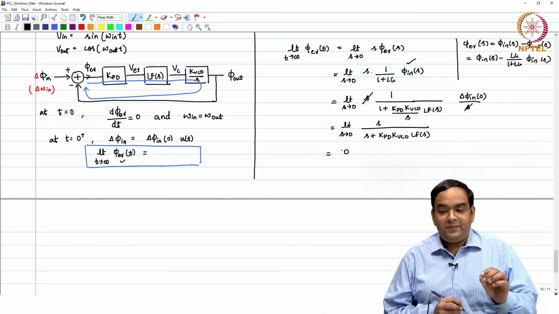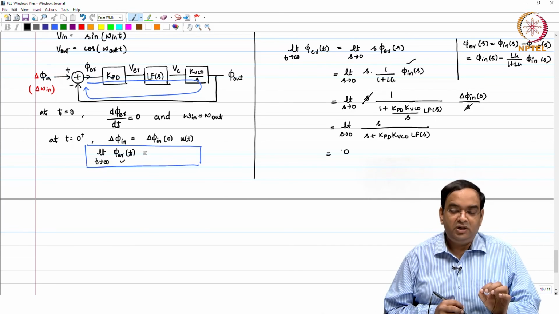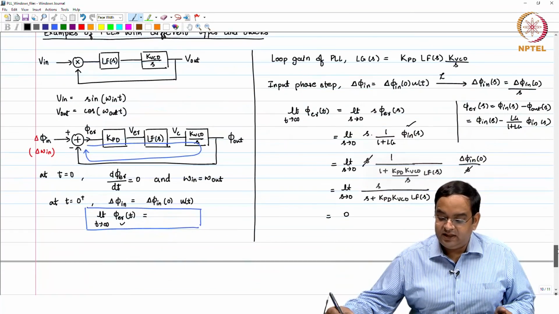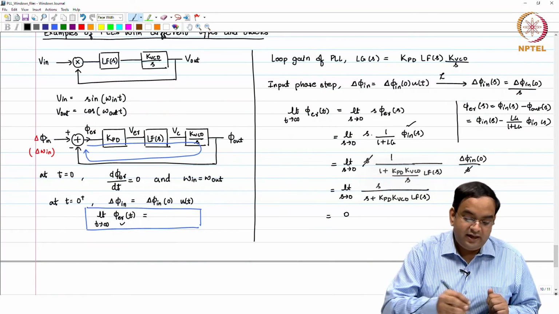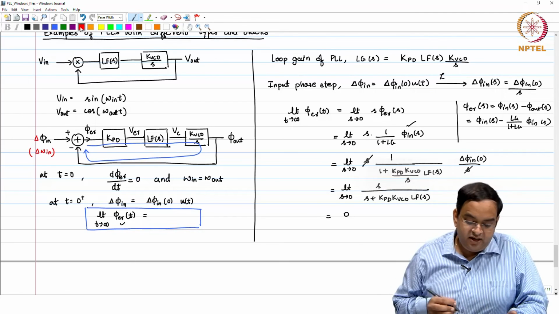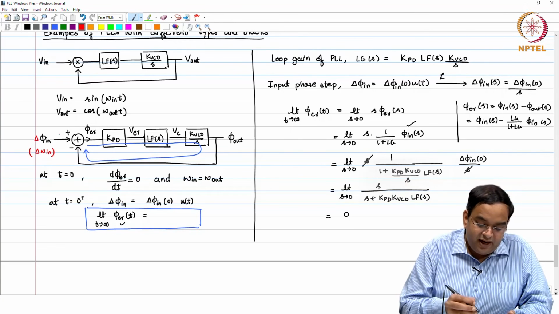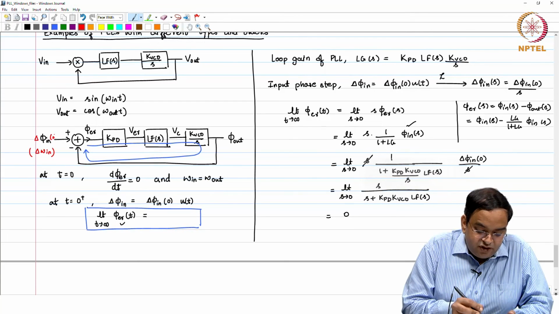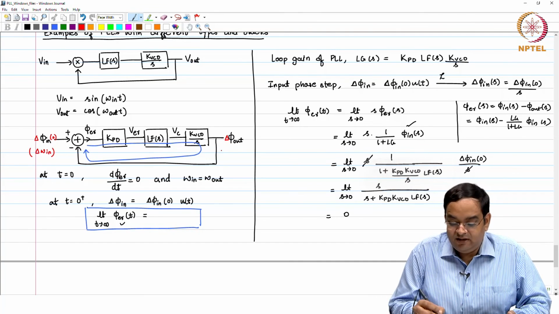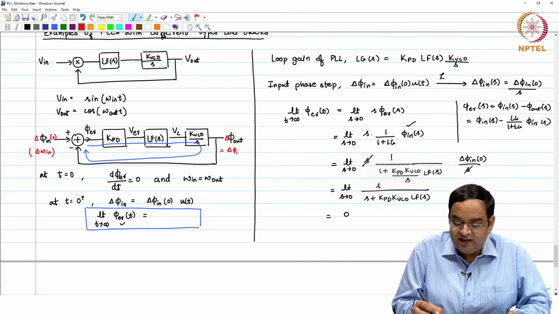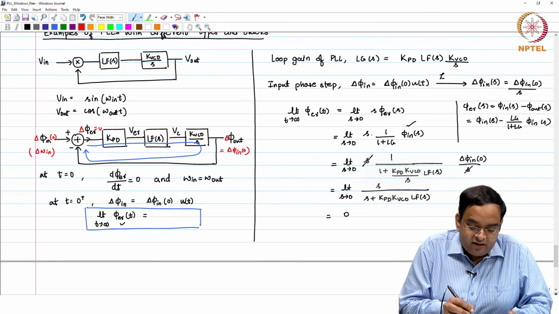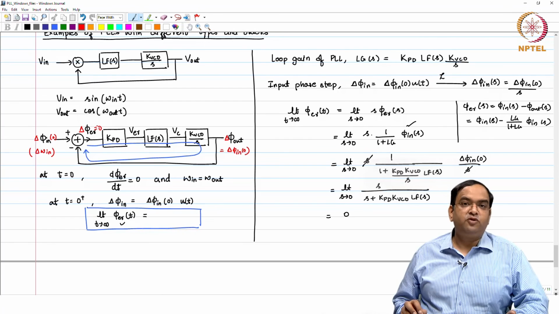So, you applied a phase step input, okay, and in a steady state you found that the error in a steady state is going to be 0. What it means? It means that if I apply a delta phi in 0 here, after some time I will see a change in delta phi out, which is same as delta phi in 0. So, that delta phi error becomes 0. That is what you have.